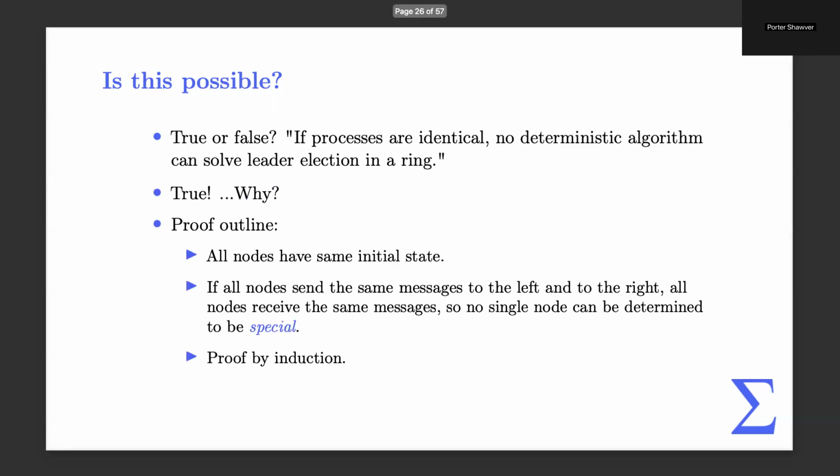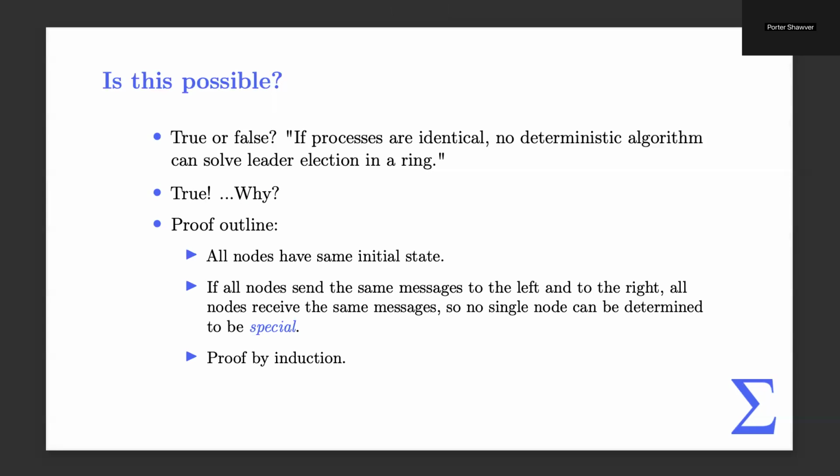So it's true. I'm not going to do a rigorous proof, but the idea is that if every node has the same initial state, and they're identical, they're all sending the same messages. So if every node sends the same messages, every node will receive the same messages because it's a symmetrical ring. Then no node can be different than any of the other nodes. And to have a leader elected, you need one node to be different.